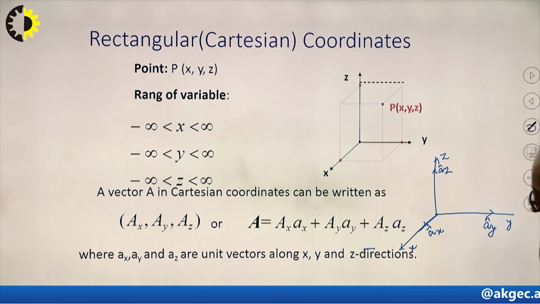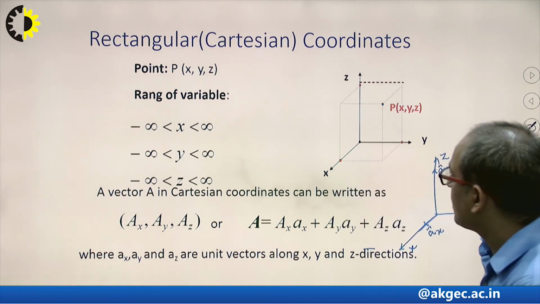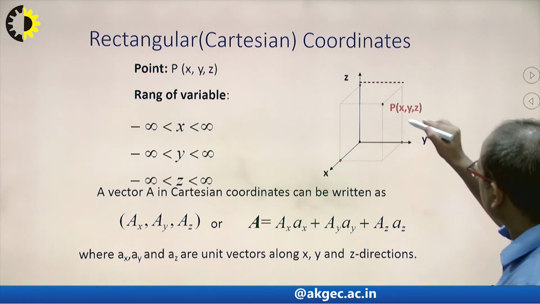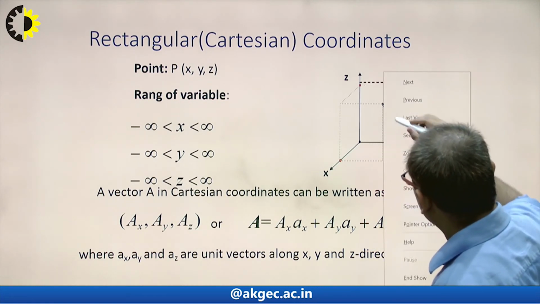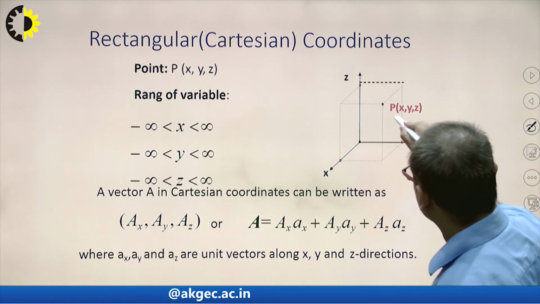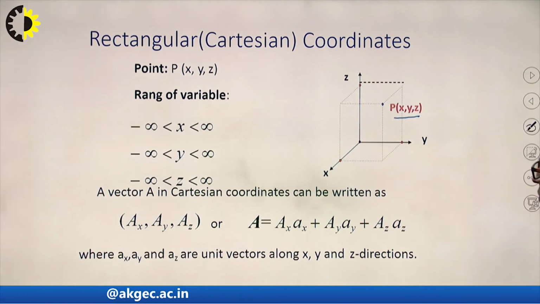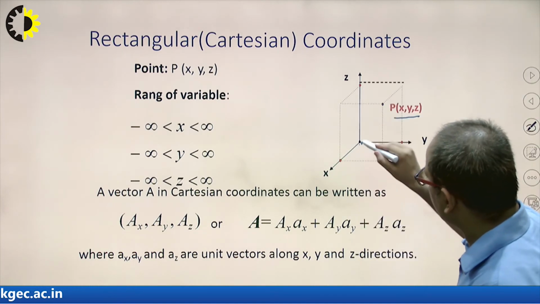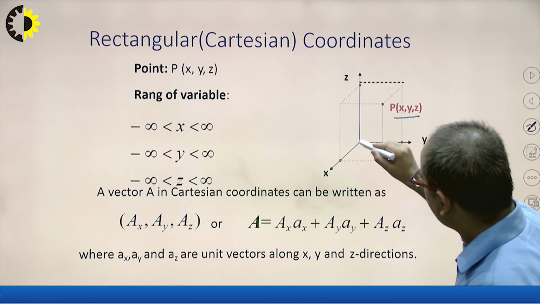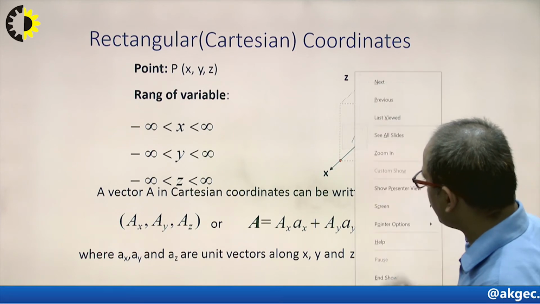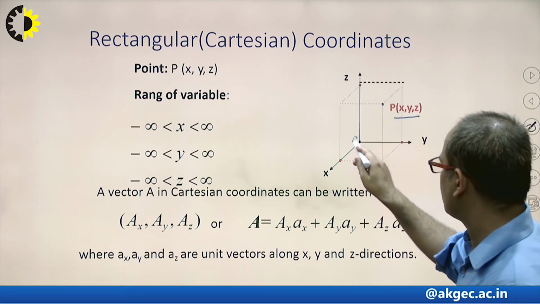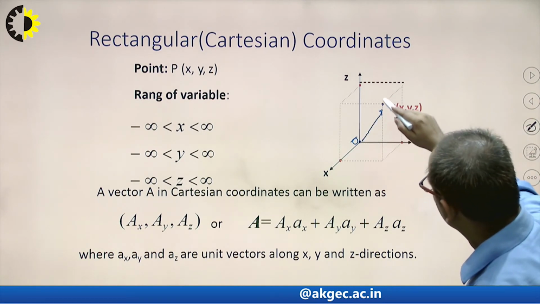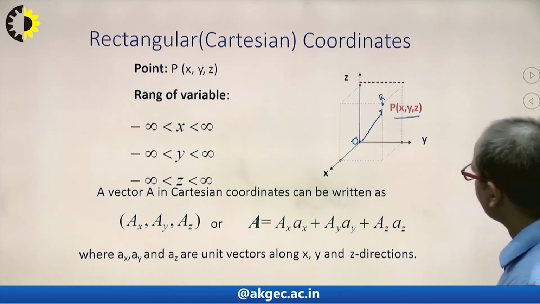Clear? Now, or you can say in simple language, if I am at this point in space having coordinates x, y, z, how will we reach? The one way to reach: I am here, let's say I am standing at the origin position, I have to reach this point P. Clear? This is P.